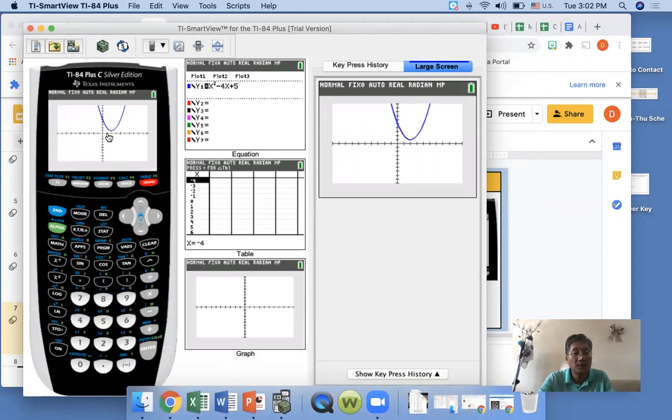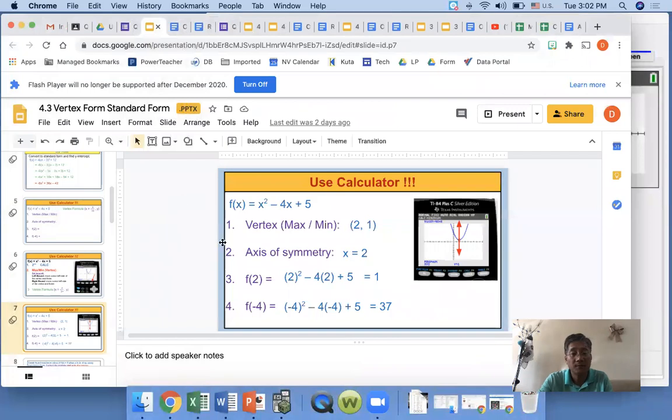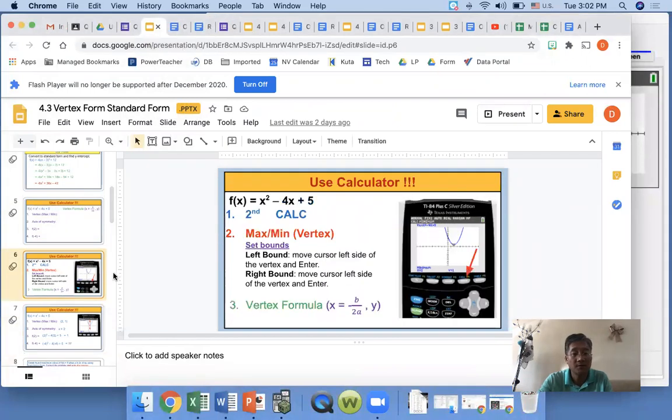Now, if you see the graph on the screen, it looks like 2 and 1, but we are not sure, right? The vertex is here. It looks like 2 and 1, but sometimes it's very confusing. So how do you find the exact vertex? You remember the steps, right? Here, I will show you. The steps are like this.